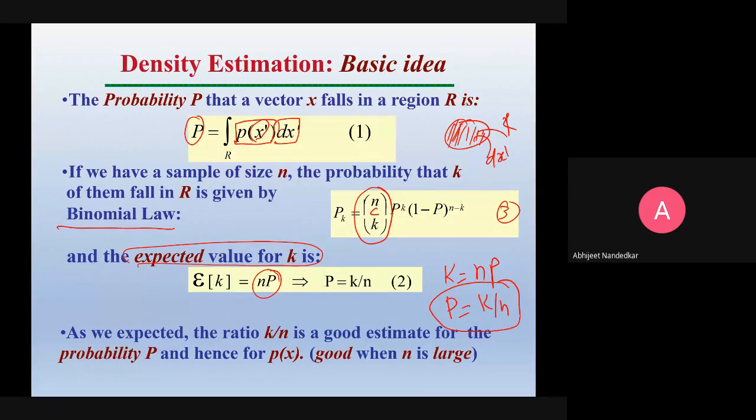So as we expected, the ratio k by n is a good estimate for the probability p of x. So when n is of large value, say maybe 1000, 2000, or maybe 10,000, so as this n number of samples are quite good, then this estimation is better and better.